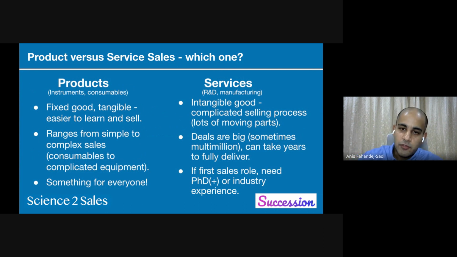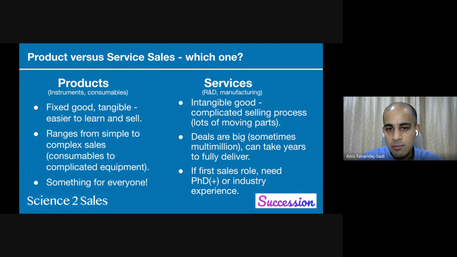On the other side, you have services, right? And so this is R&D and manufacturing. And this gets complicated because this is an intangible good, right? This is a service. You are offering some sort of imaginary future outcome for your client. And so there's a lot of pieces that have to go into putting that together, right? Especially if you're dealing with regulatory and with GMP, then it gets super complicated.